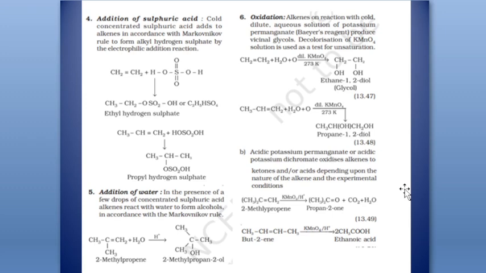The oxidation reaction will produce alcohol, that is, dilute KMnO4 will produce ethane-1,2-diol. Dilute KMnO4 will produce propane-1,2-diol. The acidic KMnO4 will produce propan-2-one from 2-methylpropene, and from butene acidic KMnO4 will further oxidize it into ethanoic acid.